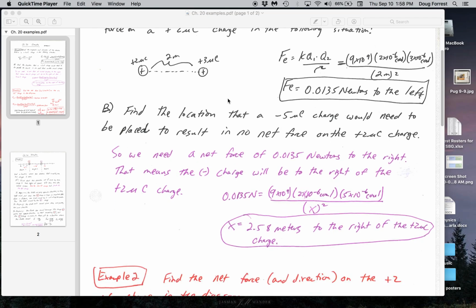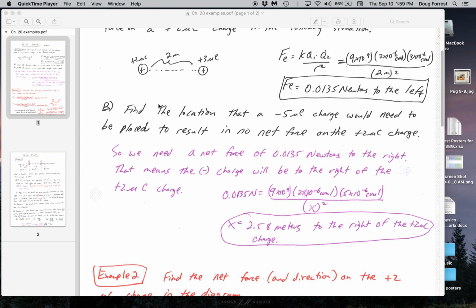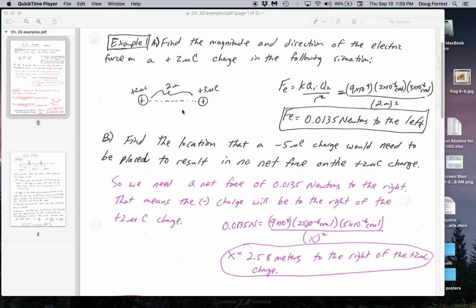So for part B of this example, it says find the location that a negative 5 microcoulomb charge would need to be placed to result in no net force on the plus 2 microcoulomb charge. So if we think about it, if we put a negative charge over here in this region, it's going to be attracted to the right by this, and it's going to be attracted to the right by this. So that negative can't be over here. If I put a negative in this region of space, it's going to be attracted to the left by both of these charges. So that would not result in zero net force.